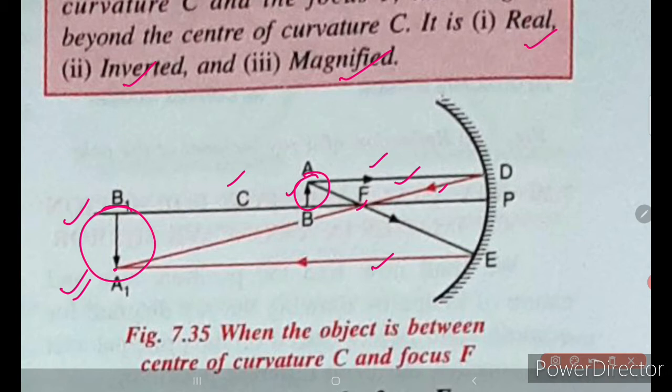So in our case 3, when we keep the object beyond the center of curvature, you remember the image was formed between the center of curvature and the focus, but this particular case is just opposite of that case. Okay, so let us see how to draw this particular diagram.